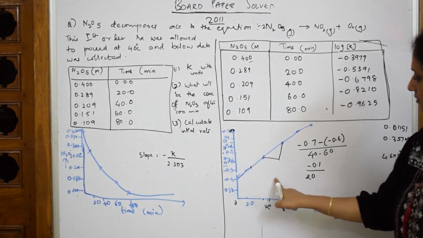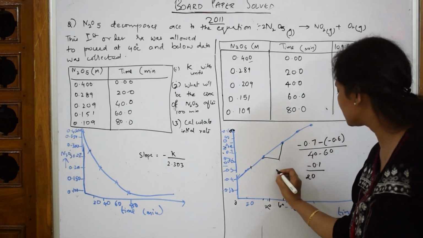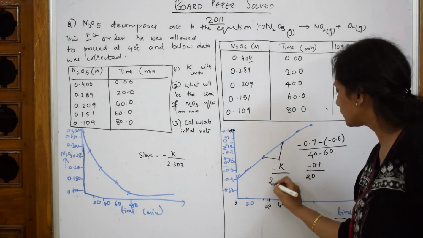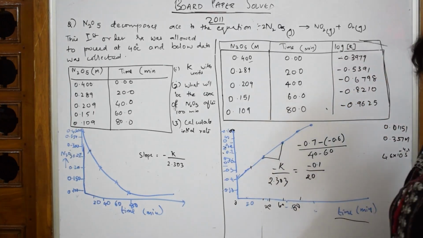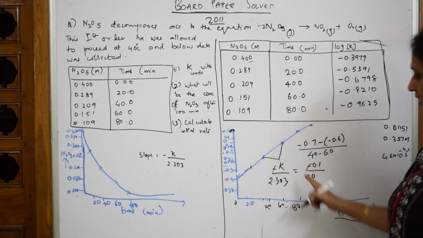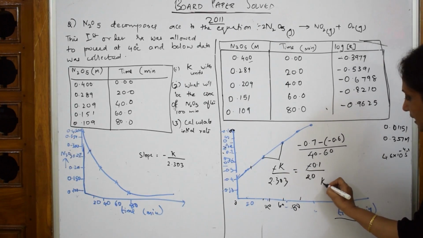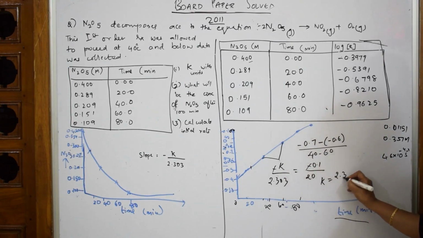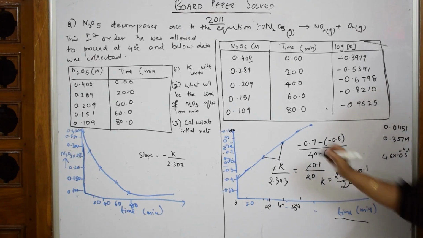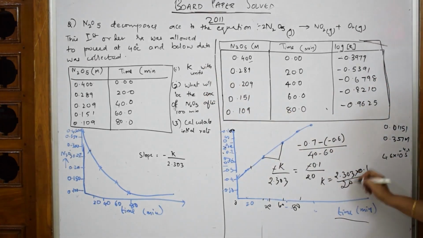Minus 0.1 by 20 is equal to minus k by 2.303. Correct. So the minus signs get cancelled, and I can easily find k. How do I find k? k is equal to 2.303 into 0.1 by 20. Now when I solve this, I get an answer of 0.001151. Now I can write this as 1.151 into 10 raised to the minus 3.